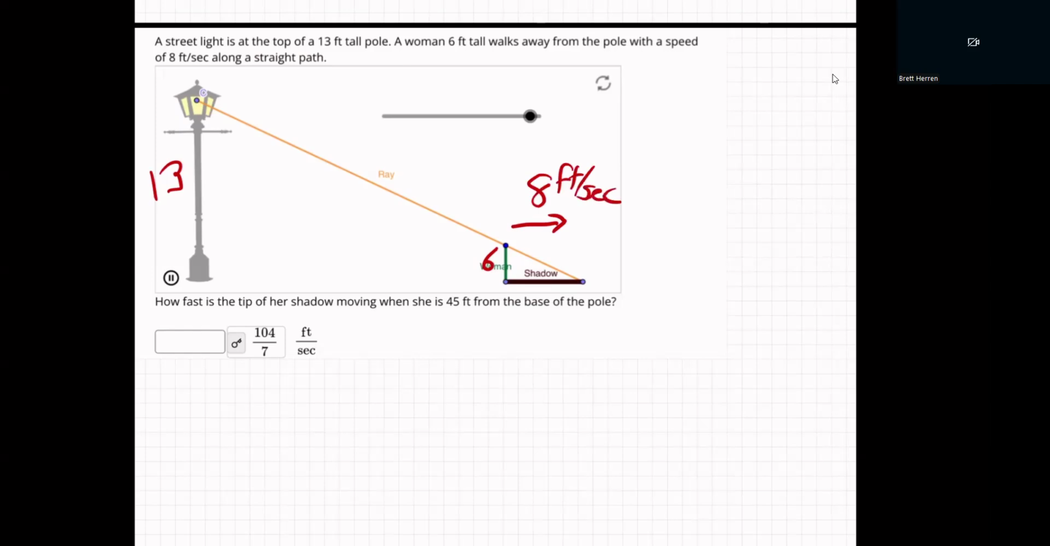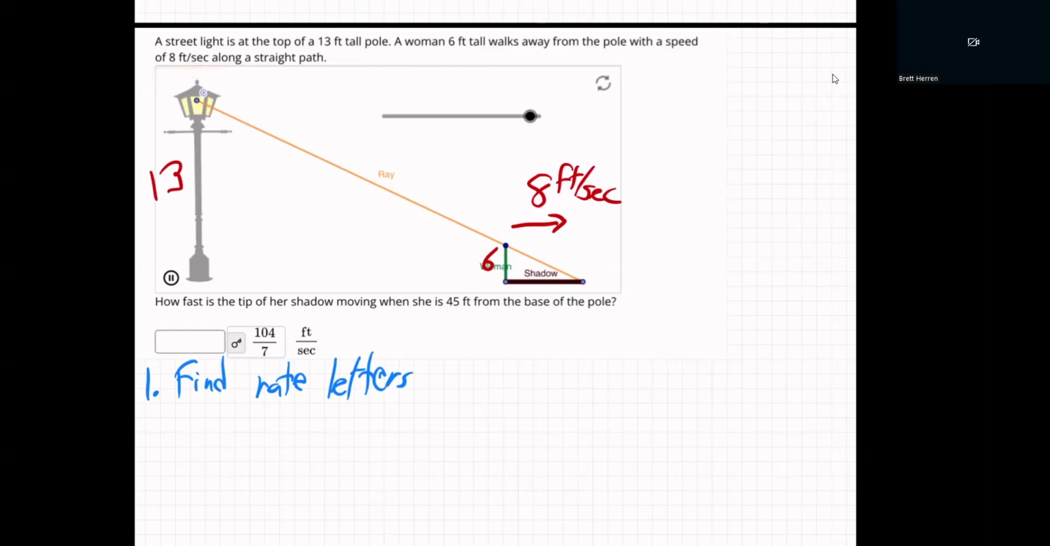Okay. So gotta do a bunch of stuff here. So step number one, find the rates. So what rates do they talk about? Well, let's come up to the reading again. 13 feet, that's not a rate. That's just a height. 6 foot tall, that's just a height again. Speed, there we go, 8 feet per second. That's a speed.